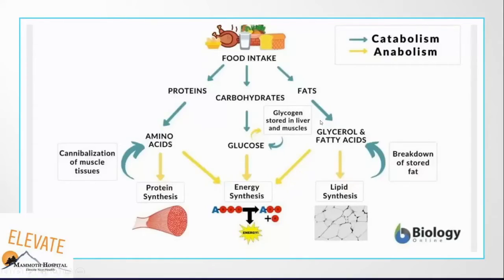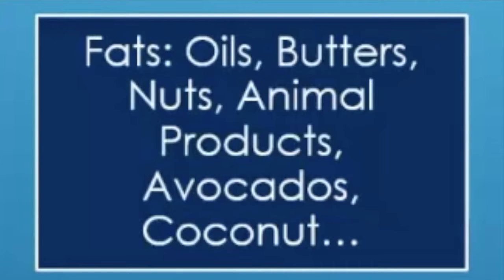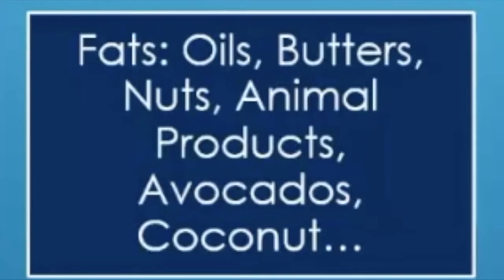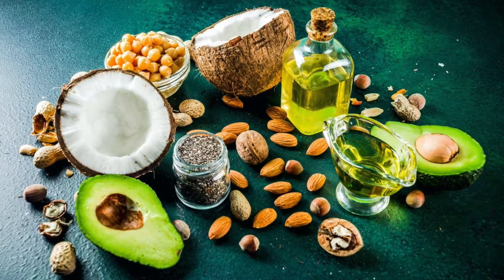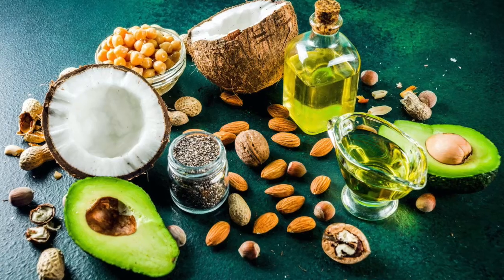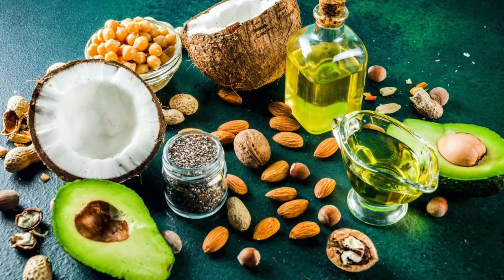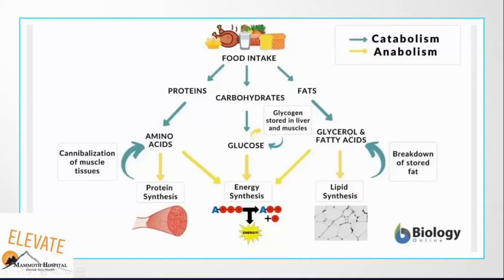Fats are used for energy, but they're also used for insulation, protection of our organs, and hormones. When I refer to fats, it's oils, butters, nuts, animal products, avocados, coconut. Fat itself does not contribute to our glucose, but it can affect how glucose affects our blood. It's broken down to glycerol and fatty acids. Those are broken down and stored for those purposes and used that way.